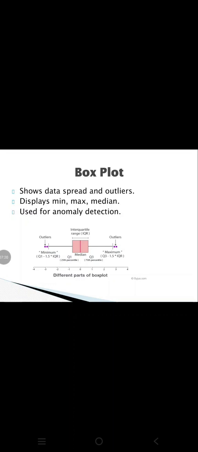The points shown outside the whiskers are called outliers, which represent unusually high or low values. This box plot helps in detecting outliers, understanding data spread, and comparing data sets. Outliers are data values that are much higher or much lower than most of the other values in the data set. They deviate significantly from the general pattern of the data.